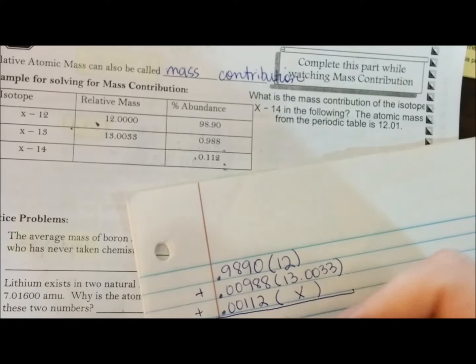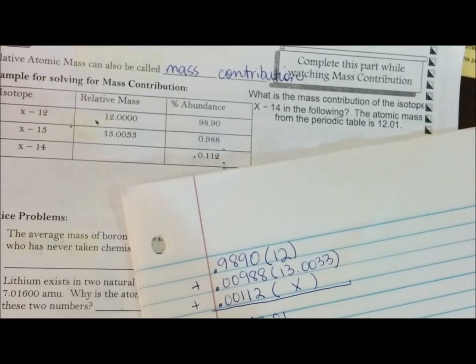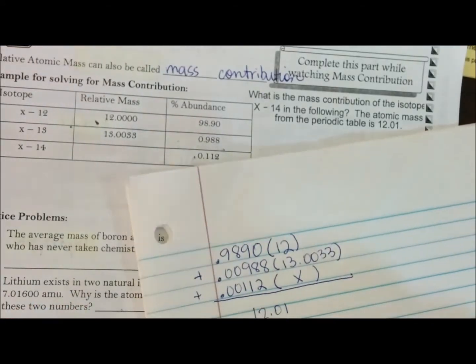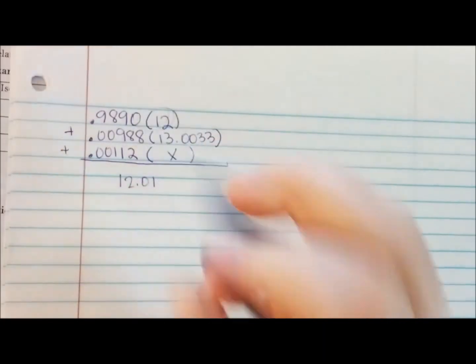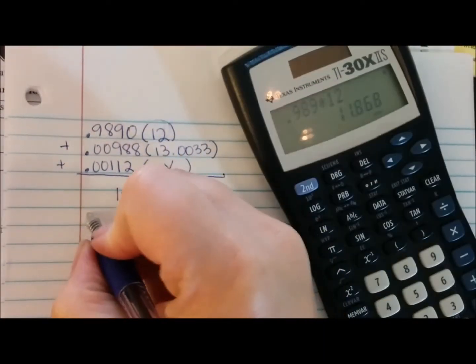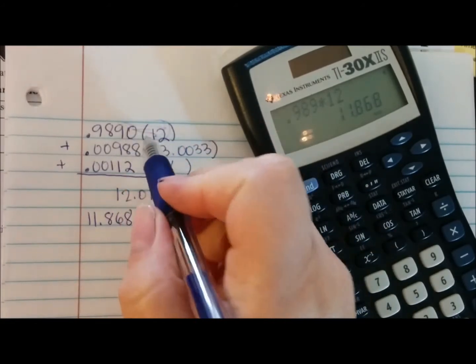Normally, I would multiply these up and add them up to get a number. This time, I add them all up, and I know that average. It's 12.01. So we're just going to set up a problem, just like a little algebra problem. So I'm going to do this math. That number is 11.868. That's these two multiplied together.